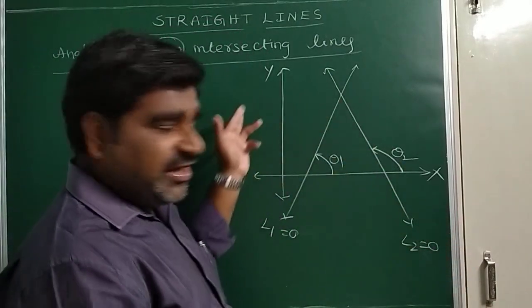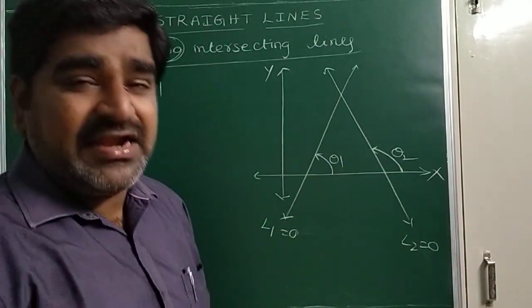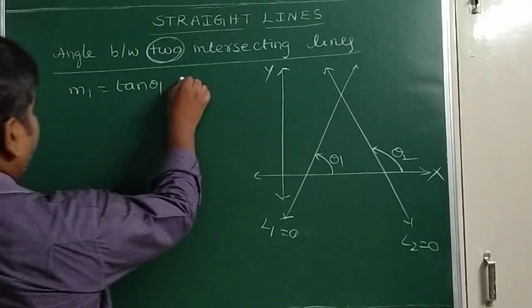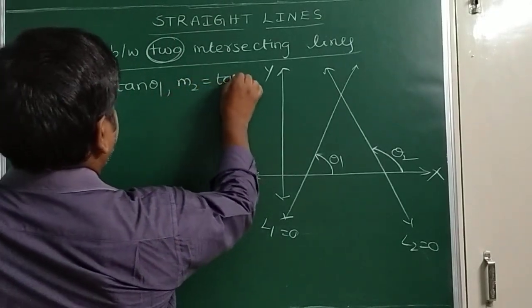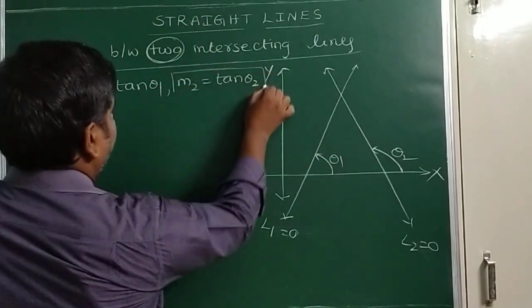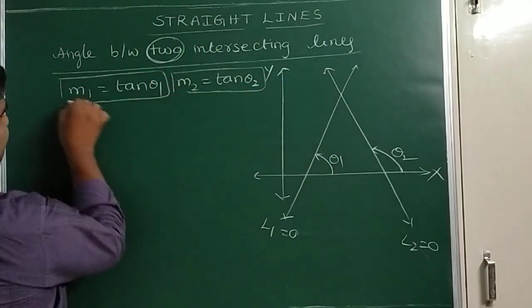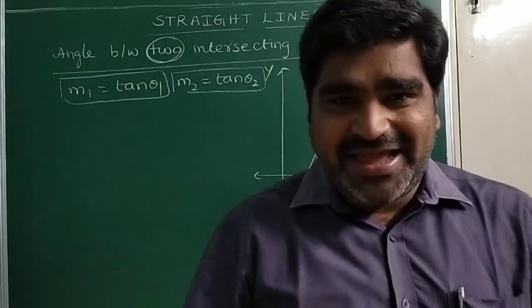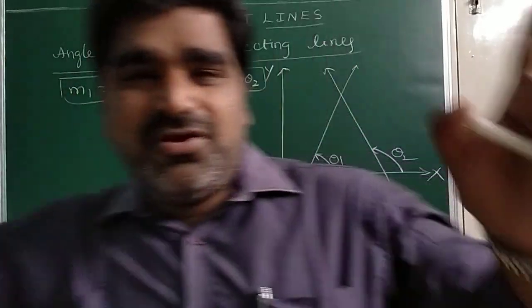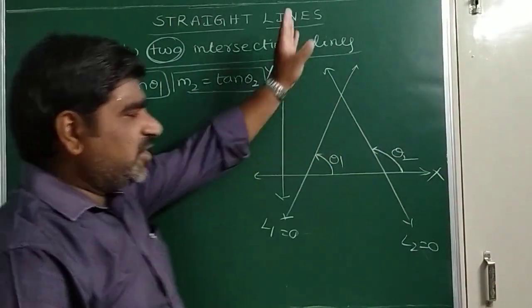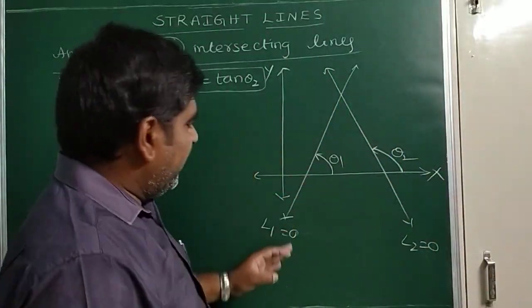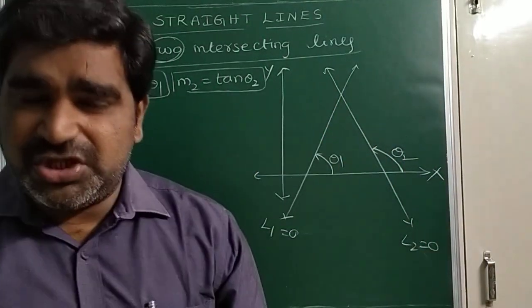If theta 2 is the inclination of the second line, then slope of the second line is tan theta 2 from the definition. So let us say that is m2. So m2 is equals to tan theta 2. Right? m1 is equals to tan theta 1. What are m1 m2? m1 and m2 are the slopes of the two intersecting lines. m1 is the slope of L1 equals to 0. m2 is the slope of L2 equals to 0.